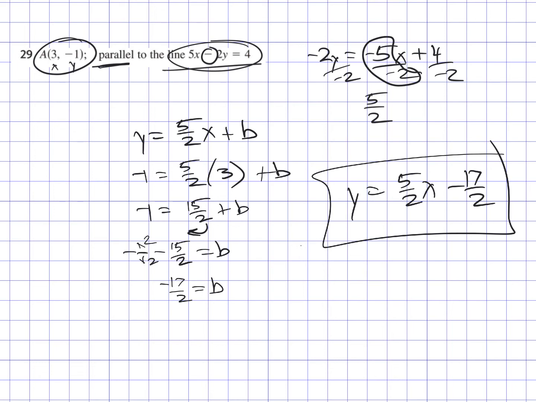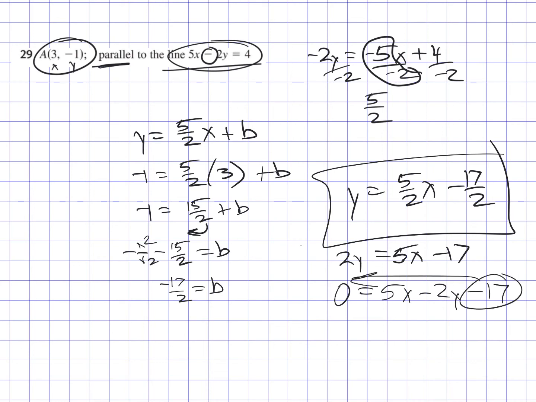If you put it in standard form, typically you get rid of your fractions, so multiply everything by 2. 2y equals 5x minus 17. The 2's will cancel out. And then put everything on one side. So 0 equals 5x minus 2y minus 17, and we move the constant over. 17 equals 5x minus 2y. As you can see, they put everything in standard form.